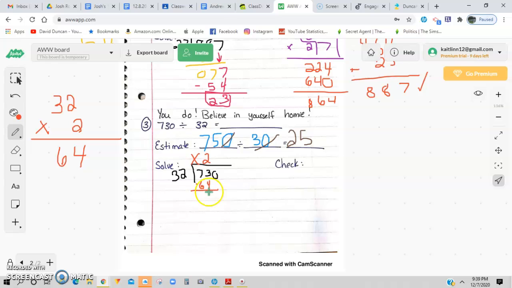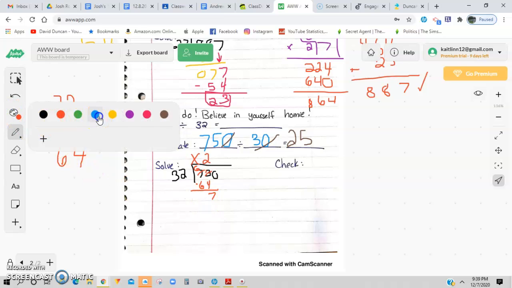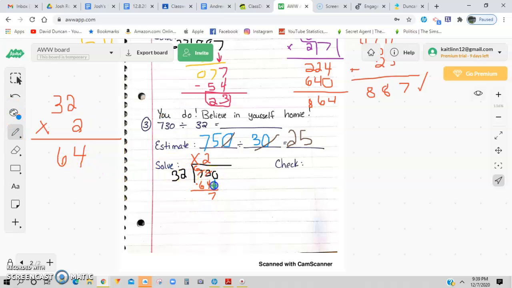Okay. Well, I can't take 4 away from 3, so this 3 has to become a 13. This 7 is going to become a 6. 13 minus 4, 13, 10, 9, 8, 7. Okay, 6 minus 6 is 0. I have to make sure I bring down that other 0.